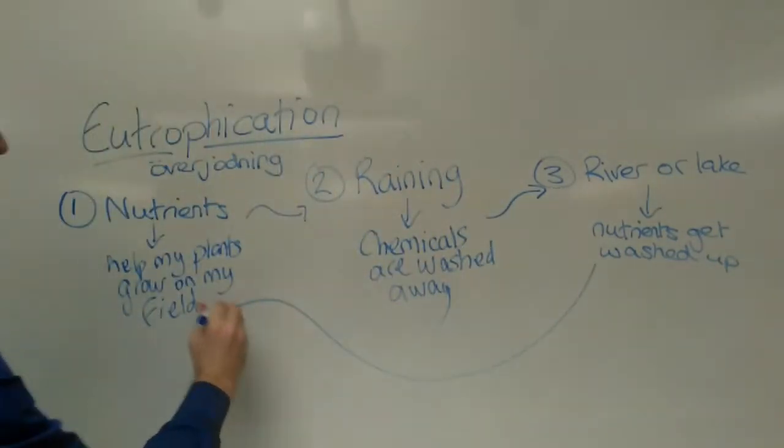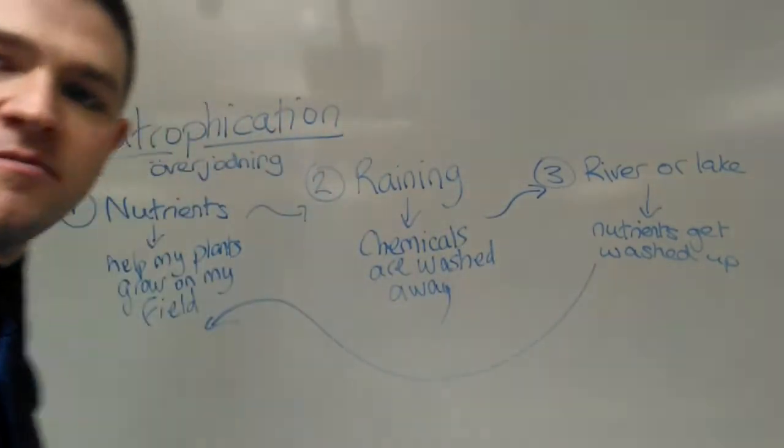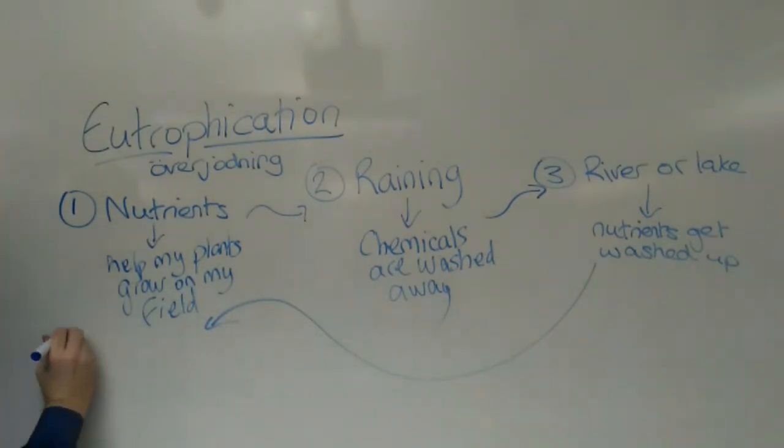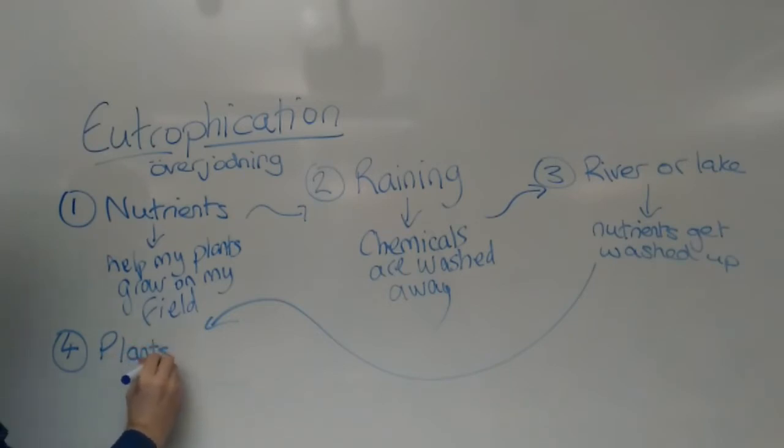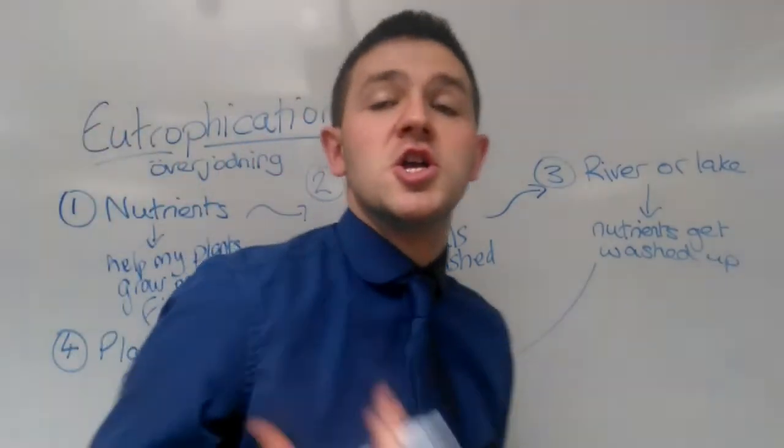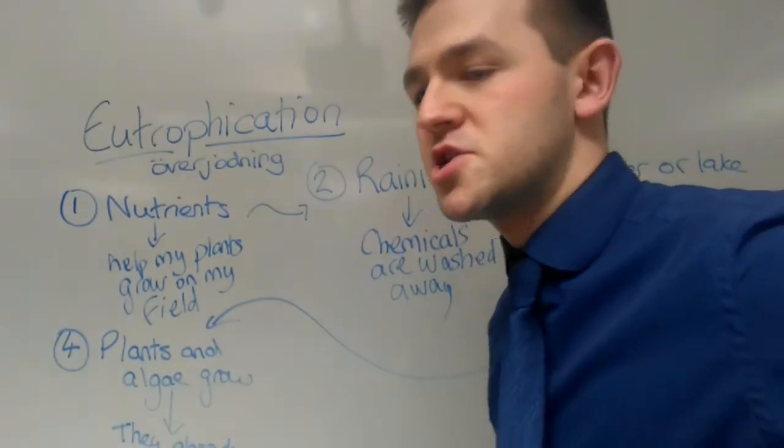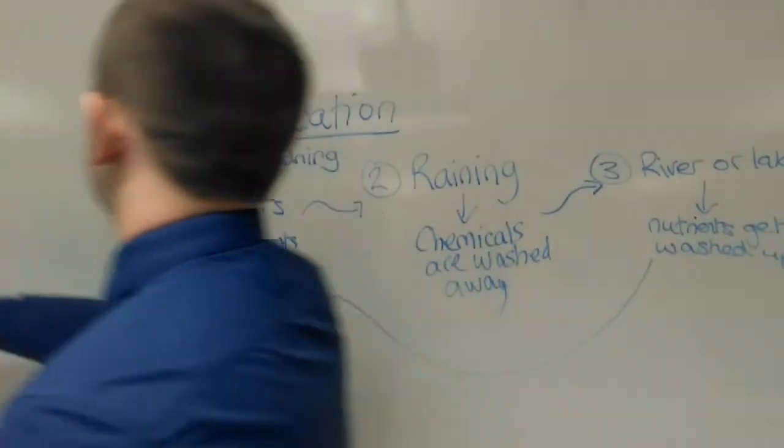So, go to number 4. Can we see? Yes, we can. Number 4, we're going to have plants and algae grow as they absorb more nutrients. There's more nutrients, so there's more chance for those plants to grow, and you cannot see that, so I'm going to take this up here.